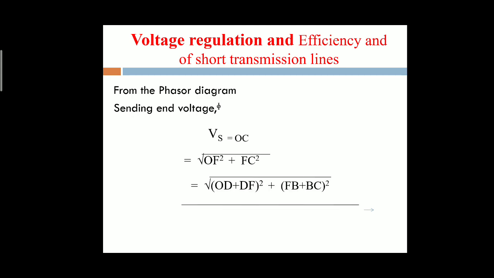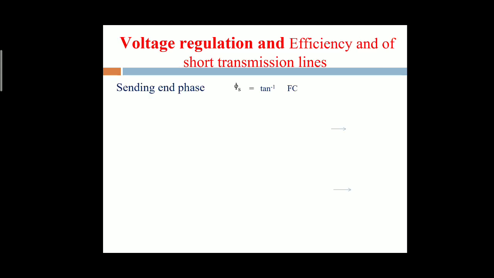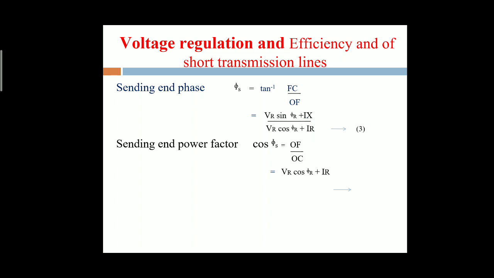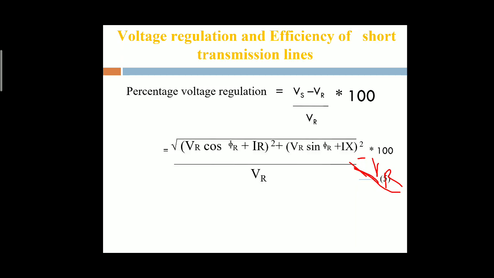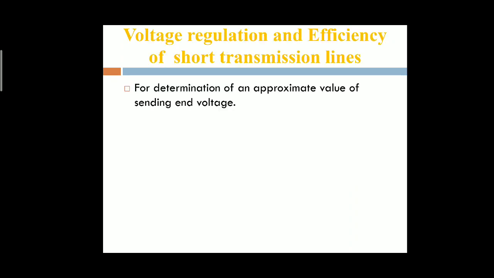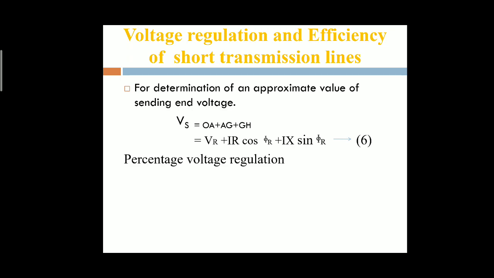That is the approximate equivalence for the sending end voltage. Vs is approximately equal to OA plus AG plus GH, where OA is VR, AG is the IR cos phi r, and GH is the Ix sin phi r. That is equation number 6.